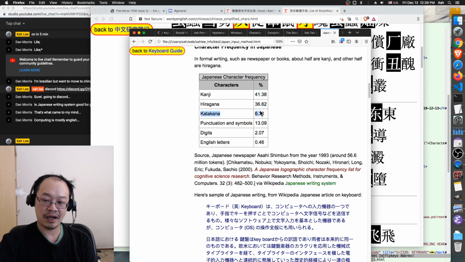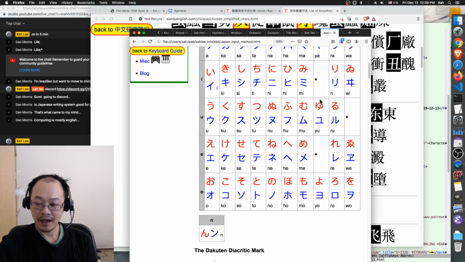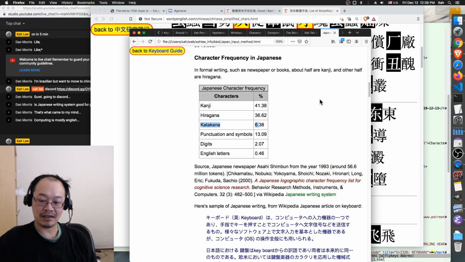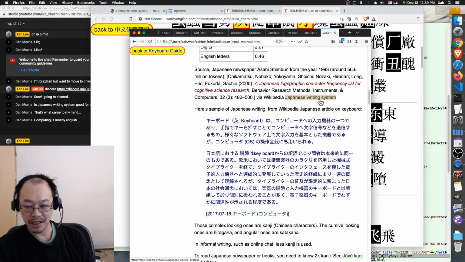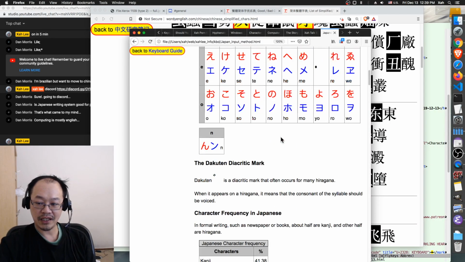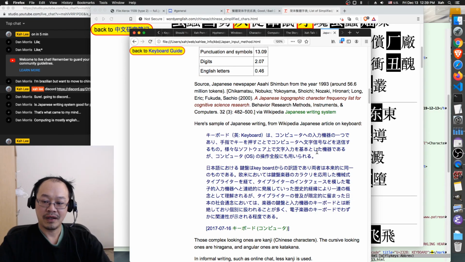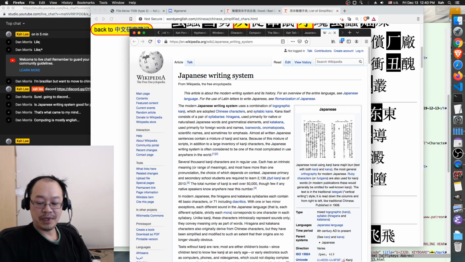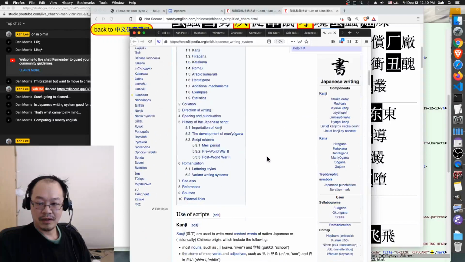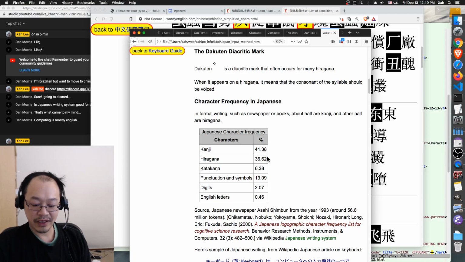The other 40% are the Japanese phonetic symbols, these kana. That is the Japanese writing system. Now, where did the kana come from? They are derived from Chinese characters. I don't have information here, but you can go to Wikipedia, where there's an article on the Japanese writing system that you can read in detail. Anyway, that is about the components of the Japanese writing system.